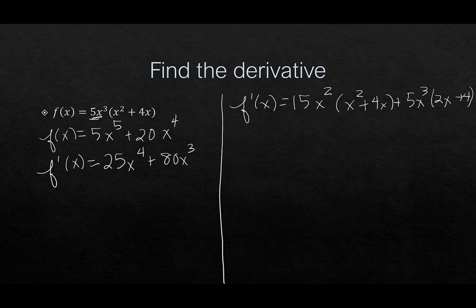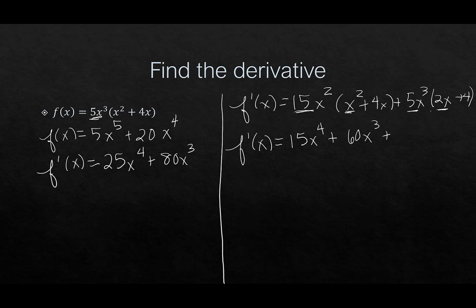Now to show you these are the same, I need to continue. I need to distribute and gather like terms. So 15x squared times x squared, that's 15x to the 4th. 15x squared times 4x, that gives me 60x cubed.